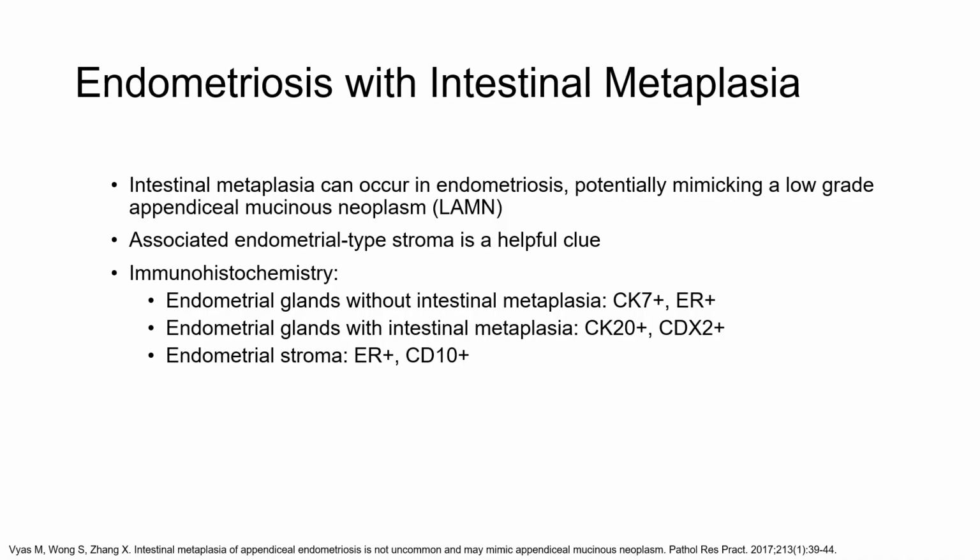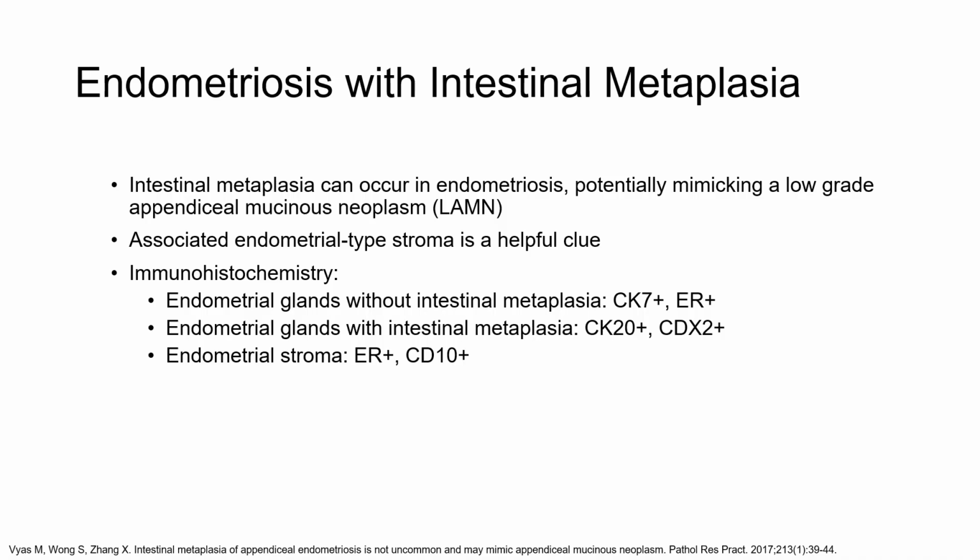Endometriosis with intestinal metaplasia is the last potential mimic of LAMN that I'm going to discuss today. When intestinal metaplasia occurs in endometriosis, it can mimic a LAMN because it develops both a histologic appearance of intestinal-type epithelium as well as immunohistochemistry labeling for intestinal markers. However, if you see associated endometrial-type stroma, that can be a helpful clue to the correct diagnosis.